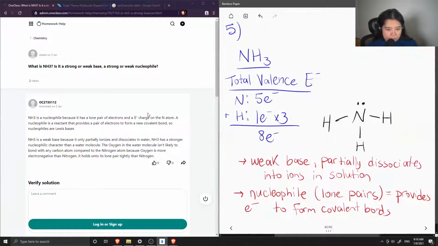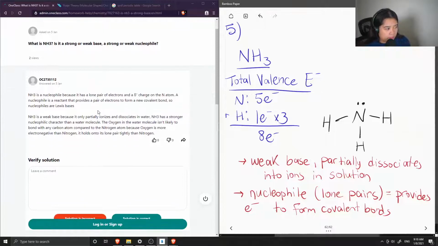So let's see what the junior tutor said. NH3 is a nucleophile because it has a lone pair of electrons and a partially negative charge on the nitrogen atom. A nucleophile is a reactant that provides a pair of electrons to form a new covalent bond, so nucleophiles are Lewis bases. NH3 is a weak base because it only partially ionizes and dissociates in water.